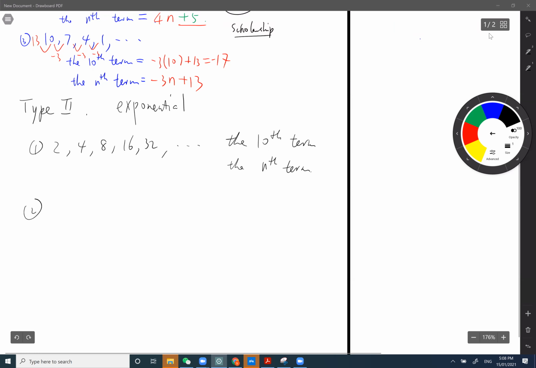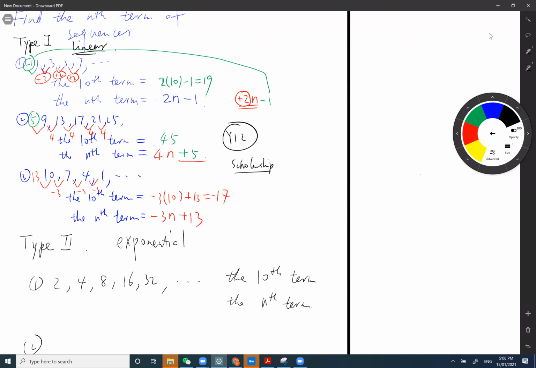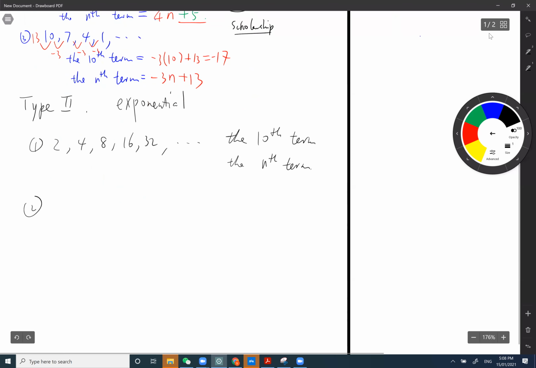Casper, any question about type 1? No. Hannah, how we find the formula okay for type 1? Yes, it's good. Okay. Type 2 is harder.